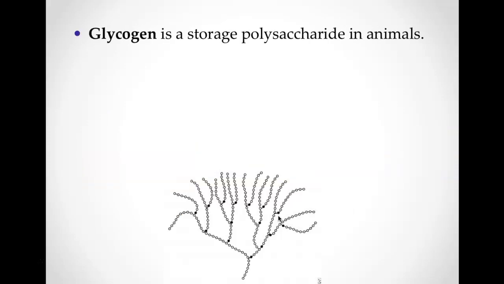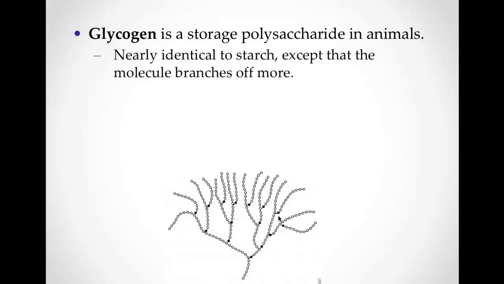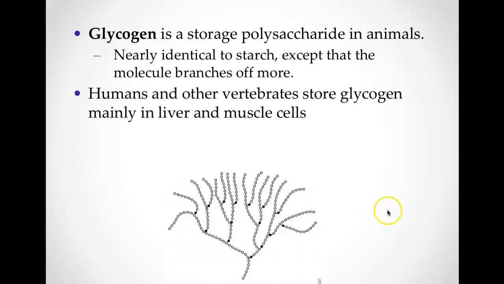So if starch is the energy storage in plants, and it's stored in roots or structures like potatoes, glycogen is the storage polysaccharide in animals, and it is located in your liver. So it's nearly identical to starch, except there's more branching. All right. And so humans and other vertebrates are going to store glycogen in their liver and in your muscle cells. So it's like your savings account, basically.